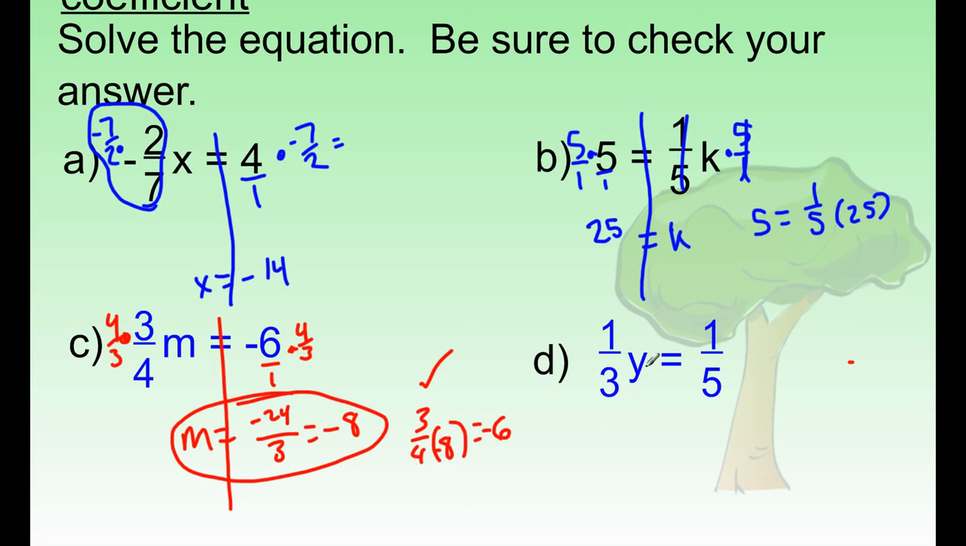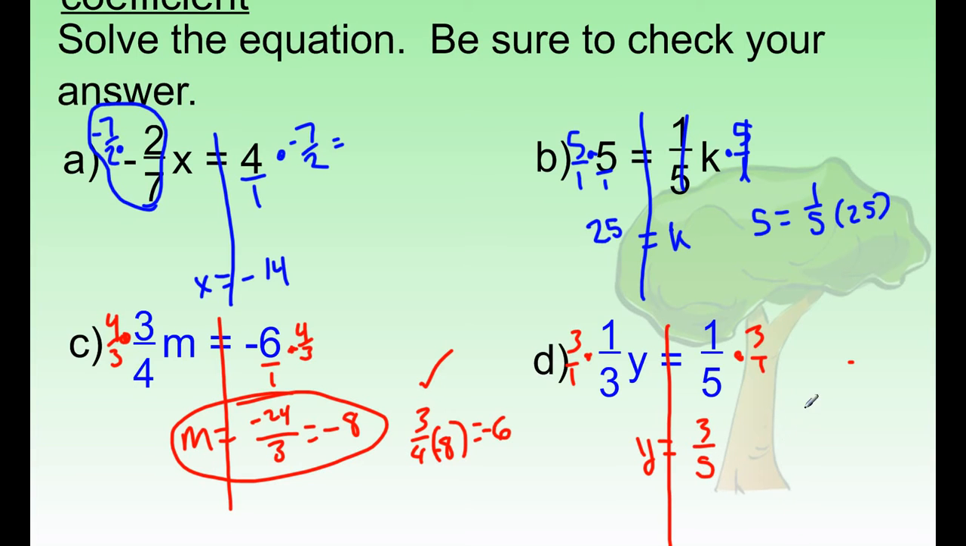Letter D. The variable is being multiplied by this 1/3. You could divide by 1/3 if you have a calculator that can do that. Or the routine is to flip the second one and multiply by the reciprocal. Multiply both sides by 3/1. You get 3/3, which equals 1y. On the other side, you get 3/5.